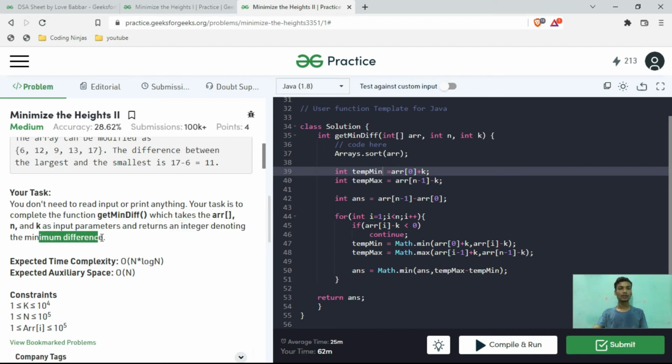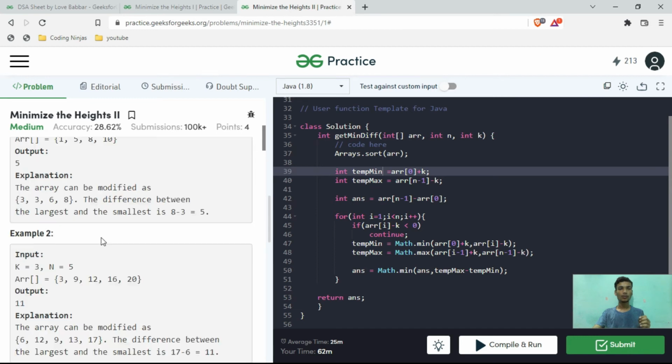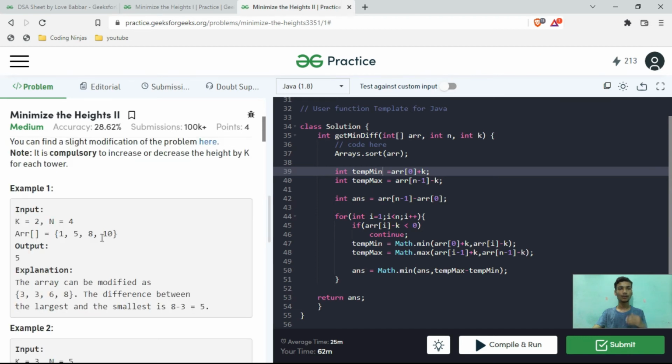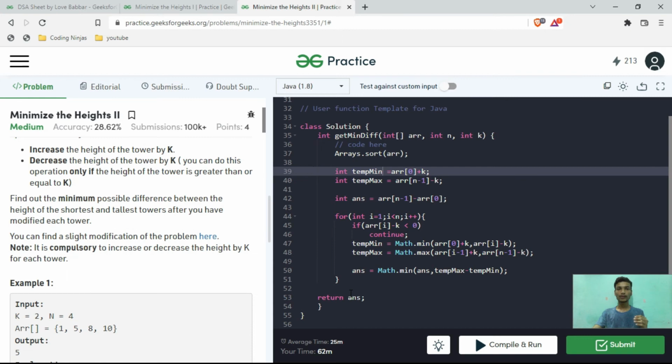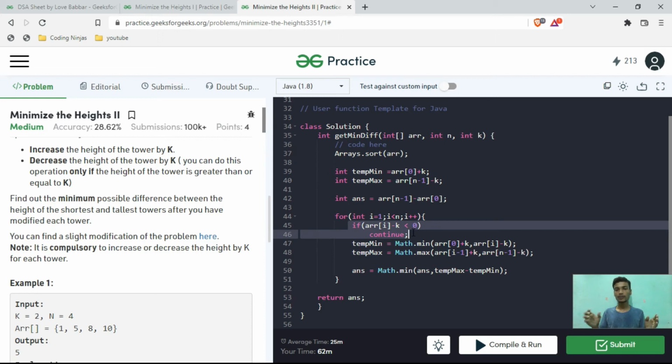So from the previous question, here is a new point, that is height cannot be negative. So everything will remain the same, but if our height after modifying is negative, we do not compute our answer, that is, the minimum of the previous answer and the difference between the maximum height and minimum height.